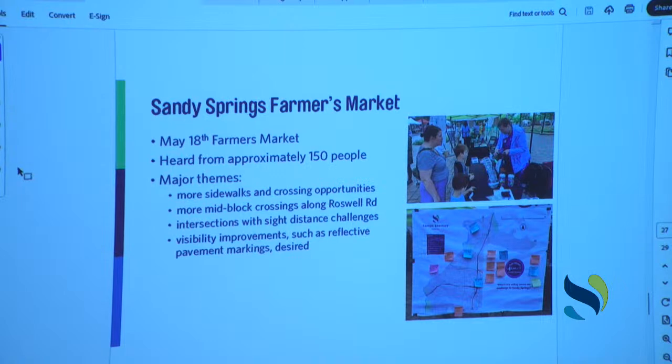We did attend, and we had a booth at the May 18th Farmers Market. We were able to talk to almost 150 people. We had good participation. A lot of the folks were interested in having more sidewalks, crossing opportunities, better intersections, and visibility improvements, such as reflective pavement markings and so on.